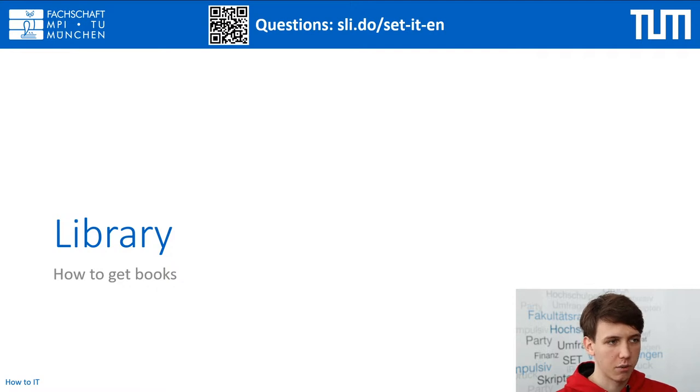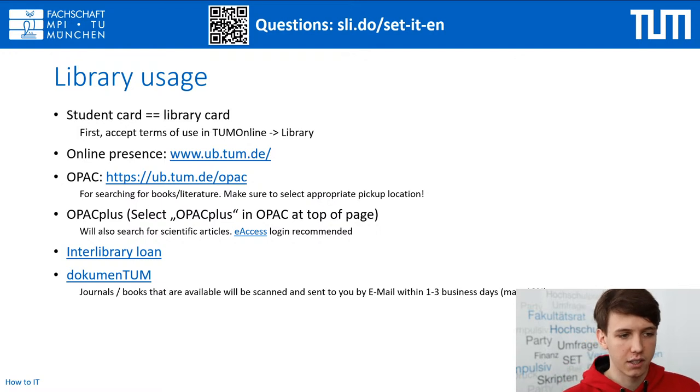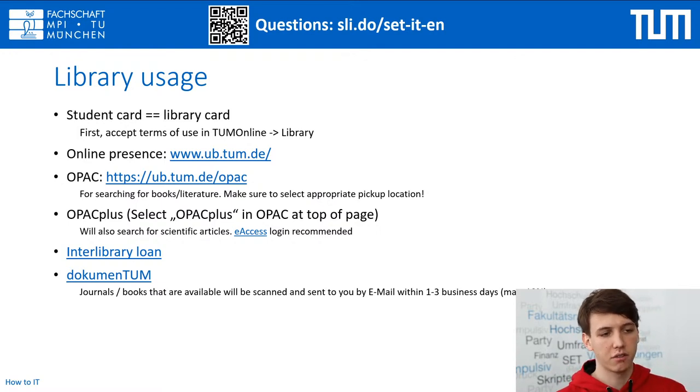Alright, let's get started with the library, or how you get books or journal entries or anything else. Your student card also doubles as a library card, however you have to accept the terms of use for the library in TUM Online. After you accept the terms of use, you can simply go into the library and get a book and check it out for a loan. The library also has an online presence at ub.tum.de.